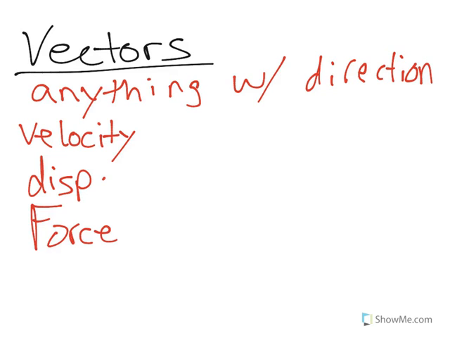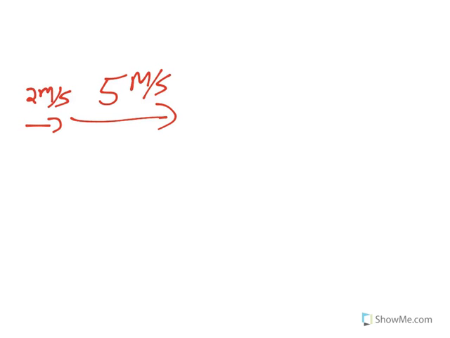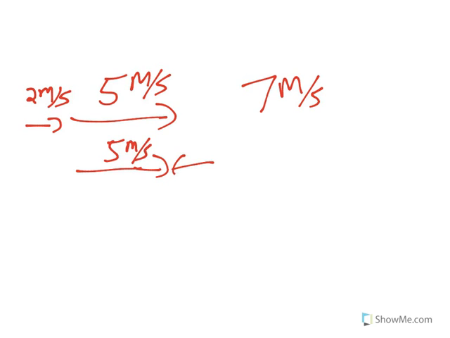All right? So first thing we need to know about vectors is that if they're going the same direction, like this, 5 meters per second, let's say that we had a car going 5 meters per second, and there's a wind blowing the car from behind at 2 meters per second, the final speed of the car is going to be 7 meters per second. And if we had same car going 5 meters per second, but the wind is blowing against the car this way at 2 meters per second, now the car is going 3 meters per second.